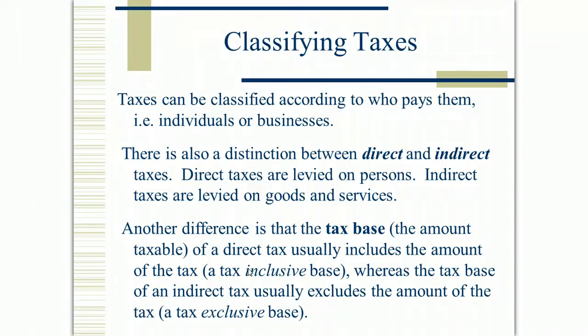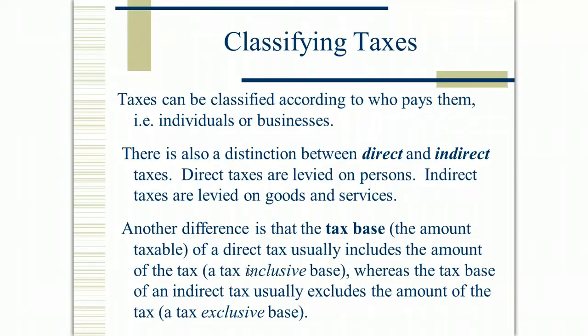Another difference is the tax base. This is the amount of money that's taxable, as we referred to with the corporation tax. So the tax base of a direct tax usually includes the amount of the tax. So a tax inclusive base. So if you were paying income tax, in the example we gave at the start, if you have an income of 10,000 and the tax rate is 20%, the 20% is calculated off the 10,000.